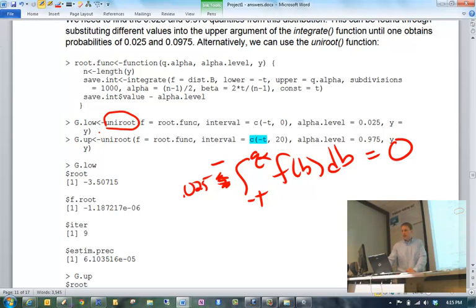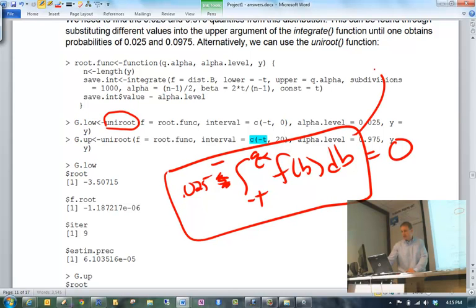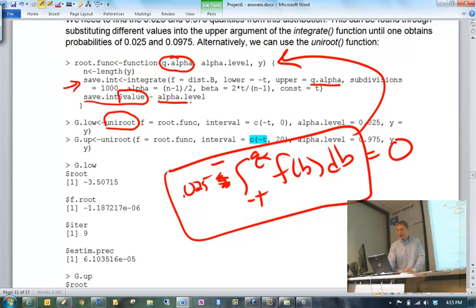So the first thing I need to do is program this into R. I have a function called root.func. I save the results from doing the integration like I just did before. Notice I'm going to integrate up to q.alpha, and that is the very first argument there. Then I pull out the integral value and subtract off whatever alpha level I've set, like 0.025, and this will then allow me to use uniroot.